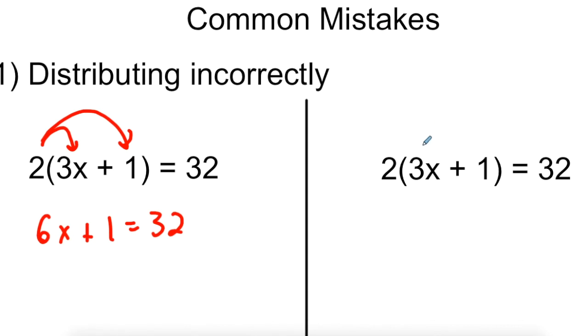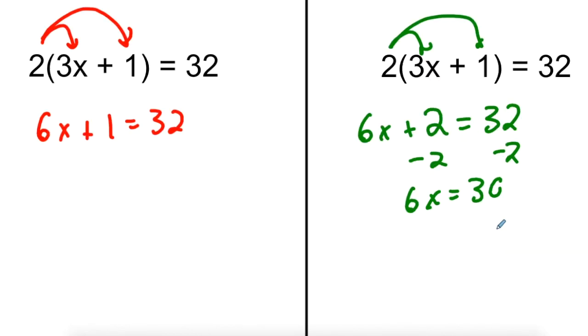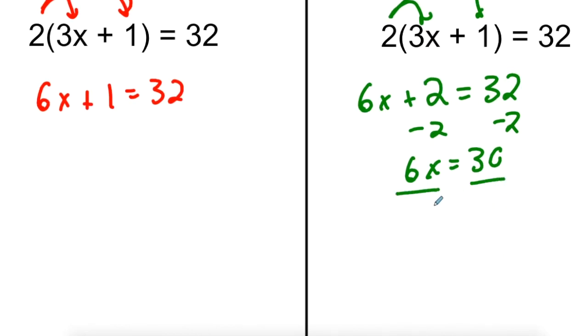If you do solve this correctly, what you should do is still follow that first step of distributing to the 3x to get 6x. But then you're going to be adding 2 at the end because 2 times 1 is 2, and that's still equal to 32. And from here, I can still solve as I would normally. I would get 6x equal to 30. And from here, I can divide by 6, and I'll see that x is equal to 5.